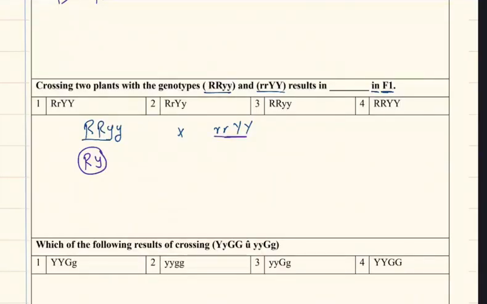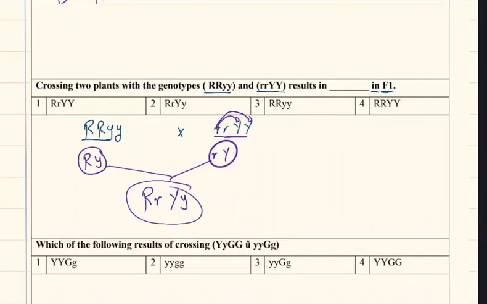Here I can have 1 gamete: the first with the first is going to be R small, Y capital, and this with this will be the same. Now cross them and let's see what it will give us. It's going to give us R capital, R small, Y capital, Y small. This is the offspring. So the first one, 2 Y capital, false. R capital, R small, Y capital, Y small, yes. So this is the correct answer, number 2.